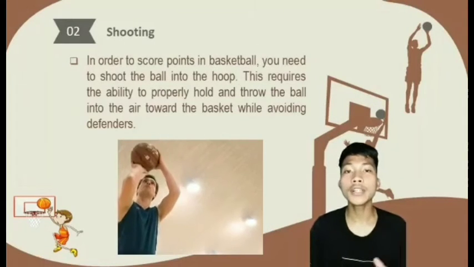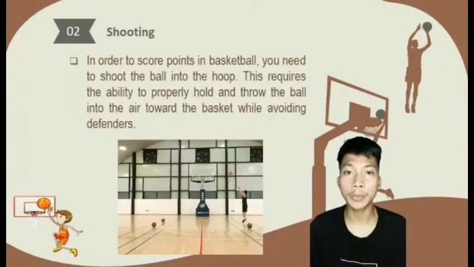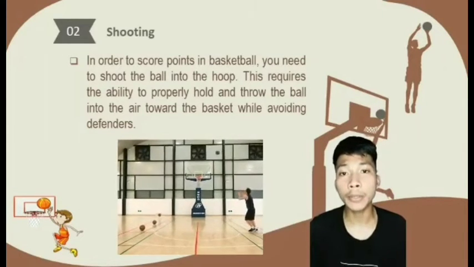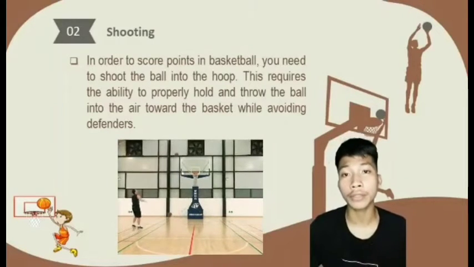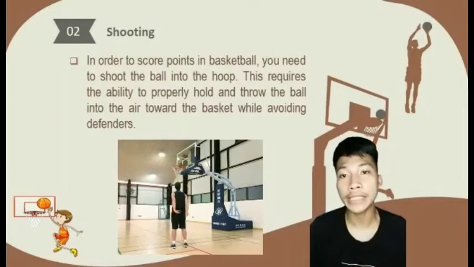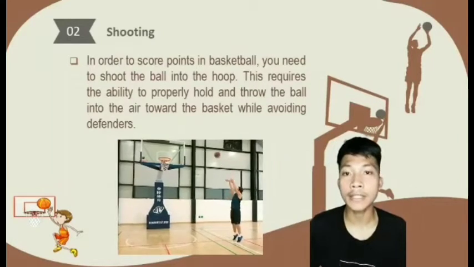Shooting. In order to score points in basketball, you need to shoot the ball into the hoop. This requires the ability to properly hold and throw the ball into the air towards the basket while avoiding defenders. A proper shot requires precise aiming, arm extension, and lift from the legs.